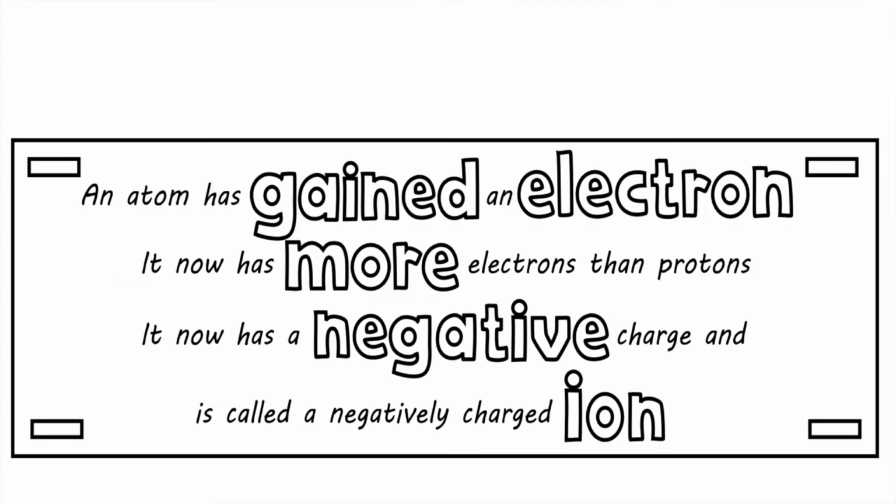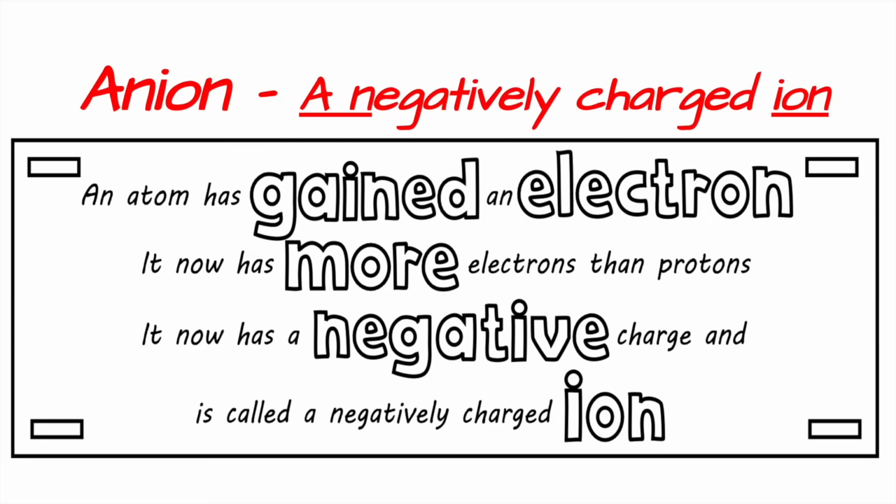So let's take a look. To review, I said an atom has gained an electron. It now has more electrons than protons. It now has a negative charge and is called a negatively charged ion. I want to teach you another nasty word here, one that's not necessarily in the curriculum, but you're going to see it in the future. And that is anion. A negatively charged ion is an anion. Notice what I underlined there. It's a way for you to remember. A negatively charged ion, anion. So a negatively charged ion is an anion.